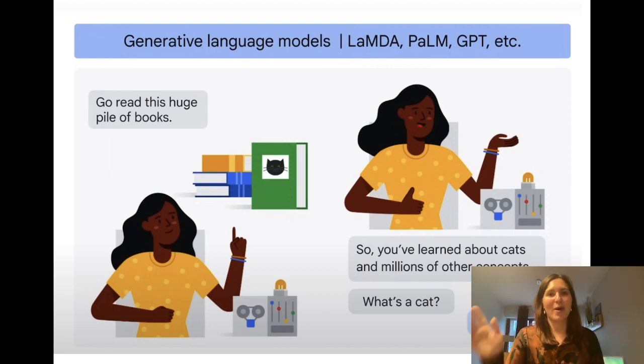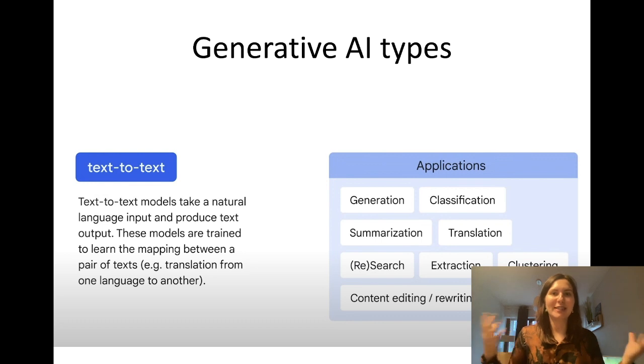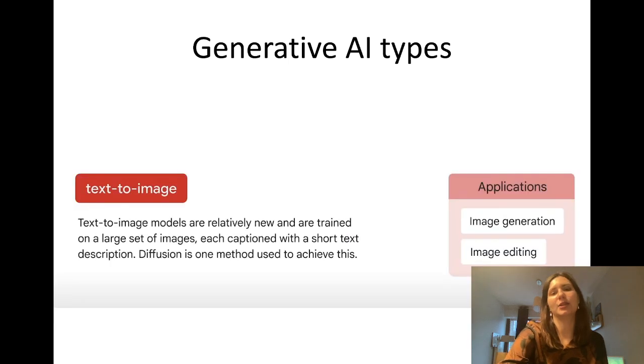Let's talk right now about different generative AI types. First type is text to text. Text to text models can take a natural language input and produce a text output. Those models are trained to learn the mapping between a pair of texts, for example, translation from one language to another.